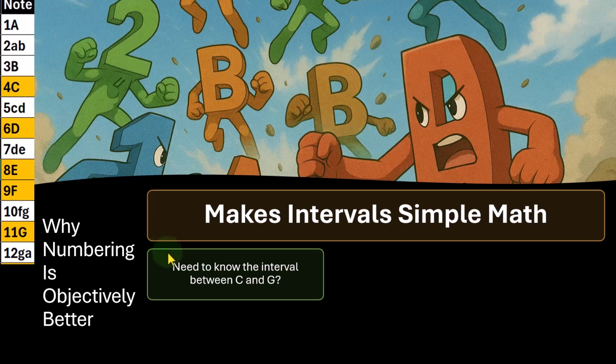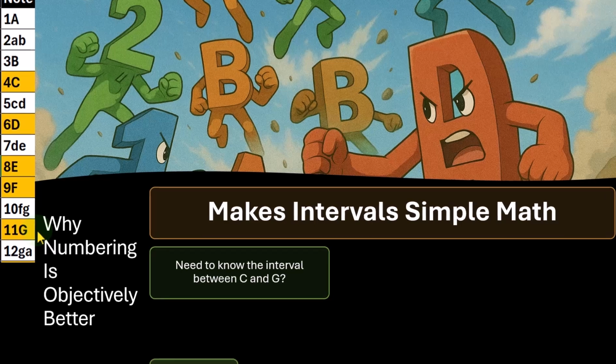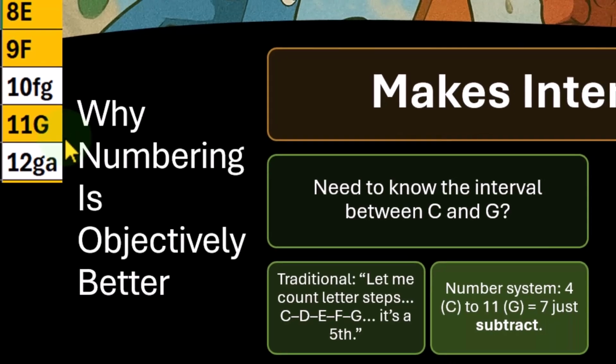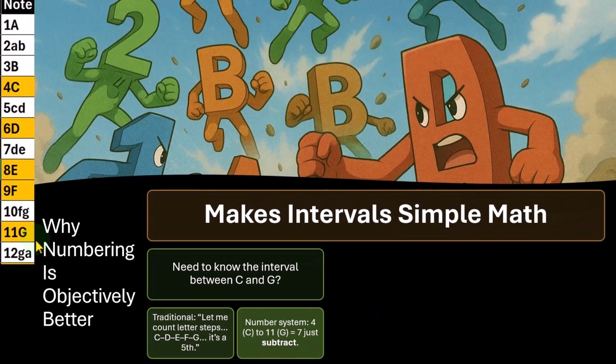So again, the numbering system would help a lot. I'm not saying we can remove the letters per se. We've got to take a middle road here. But if we have some kind of numbering system that I can code switch, and say that a C is a 4 and a G is an 11, then I can say, okay, 11 minus 4, and then I can see the distance more clearly. So we're going to have to be able to code switch between the numbers and the letters.